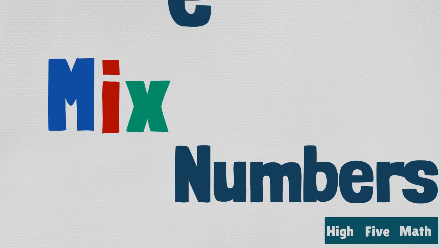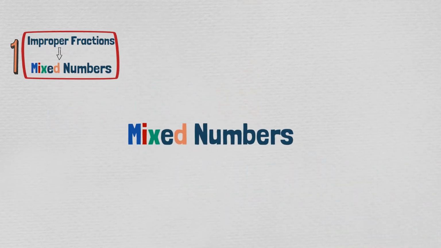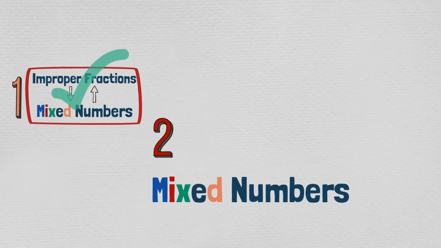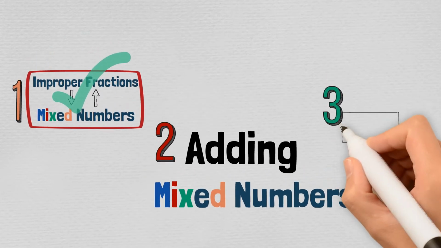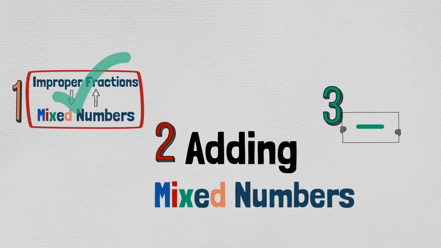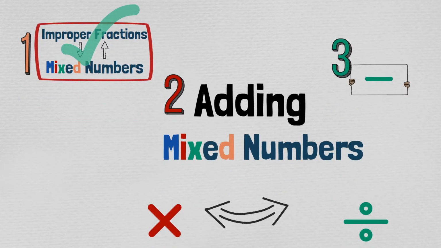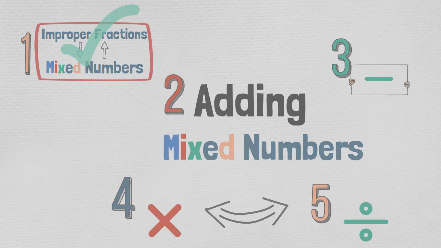Today's video is the second part of our mixed numbers video series. In part 1, we learned about improper fractions, mixed numbers, and how to convert from one to the other. In part 2, we will learn how to add mixed numbers. Part 3 will focus on subtraction. The multiplication and division of mixed numbers will be explained in part 4 and 5.